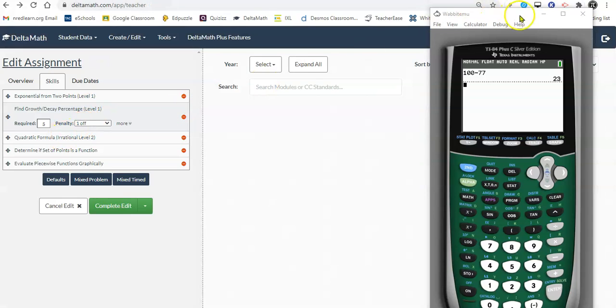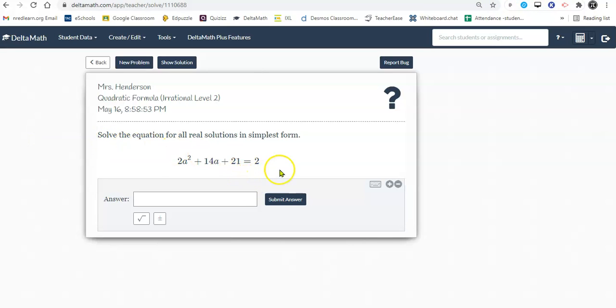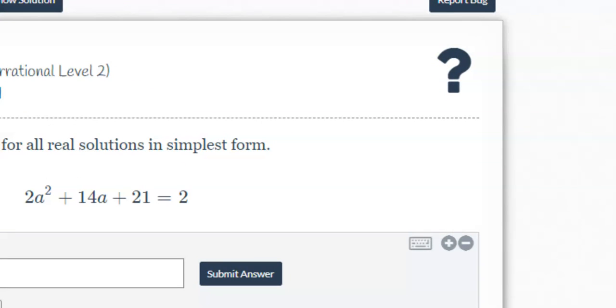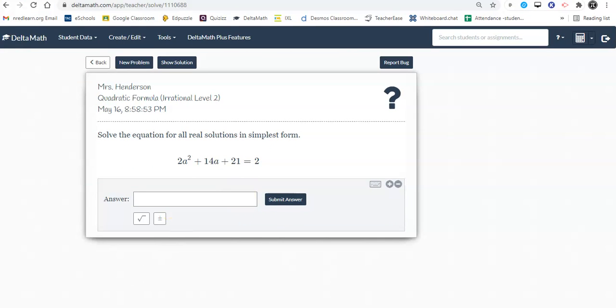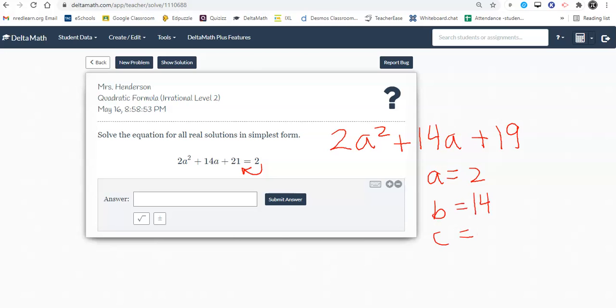All right, let's try the third one. The third one is working with the quadratic formula again. And so you need to get this into standard form. We would have the equation 2a squared plus 14a plus 19, because this 2 is going to subtract, right? That means my a value is 2, my b value is 14, and my c value is 19. So 2, 14, 19. Pick up my calculator and get started.